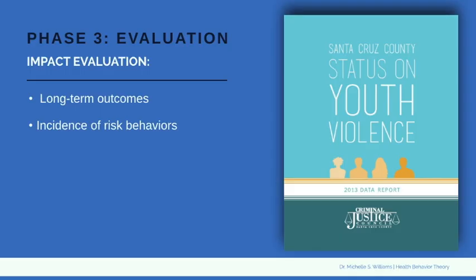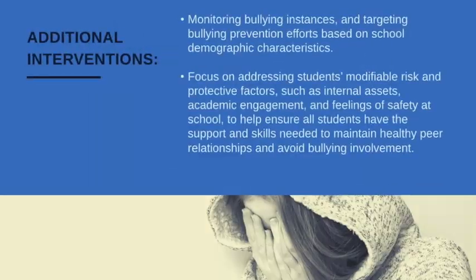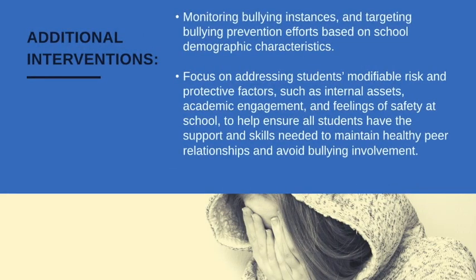So let's take a quick look at an article in which the authors used the risk and protective factors model to understand peer harassment and school risk behaviors and develop an intervention. So by going through the 3 steps of the program planning process with the risk and protective factors program planning model, they were able to determine that they needed to implement a multi-level intervention because there were factors at the school level as well as the individual level that were associated with instances of bullying.